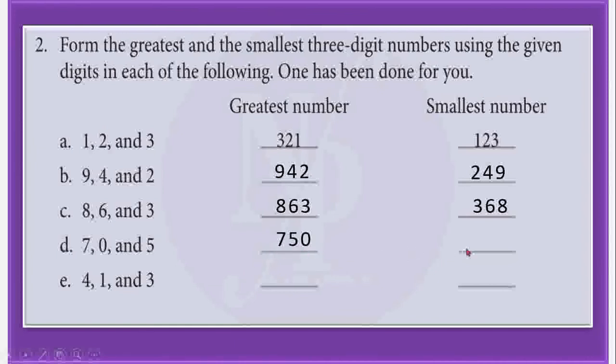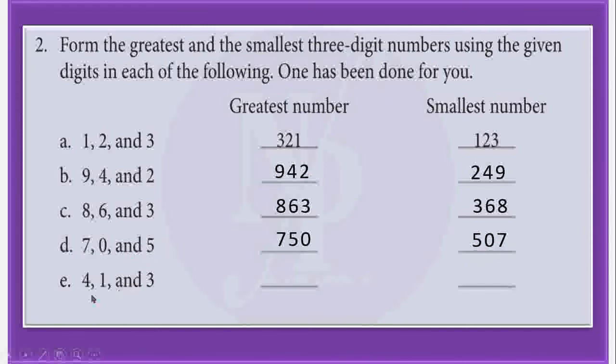To write the smallest number, 0 should never be written in the greatest place. So leaving 0, the next smallest number is 5. So 5 should come first and then 0, after that the remaining digit. So you will get 507, which is the smallest number that can be formed using the digits 7, 0 and 5.